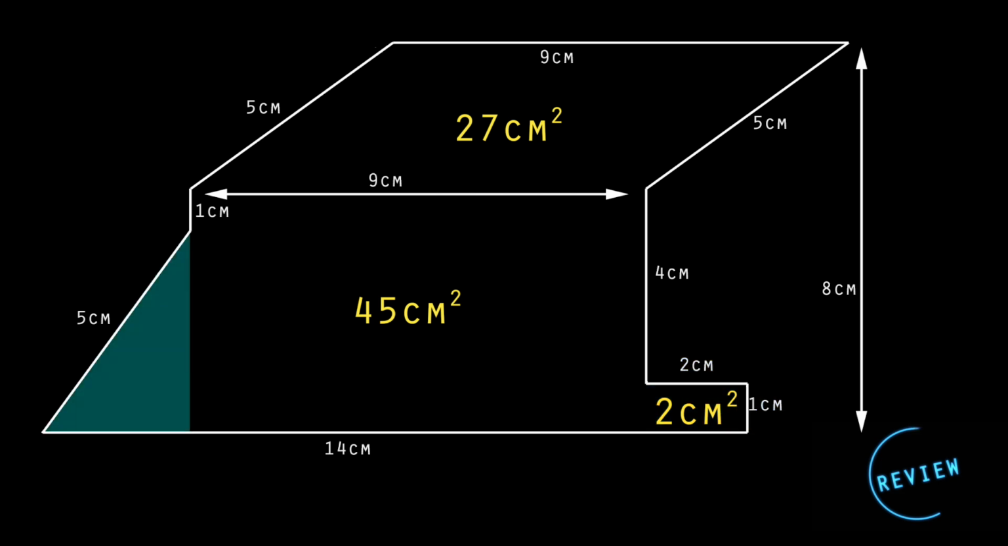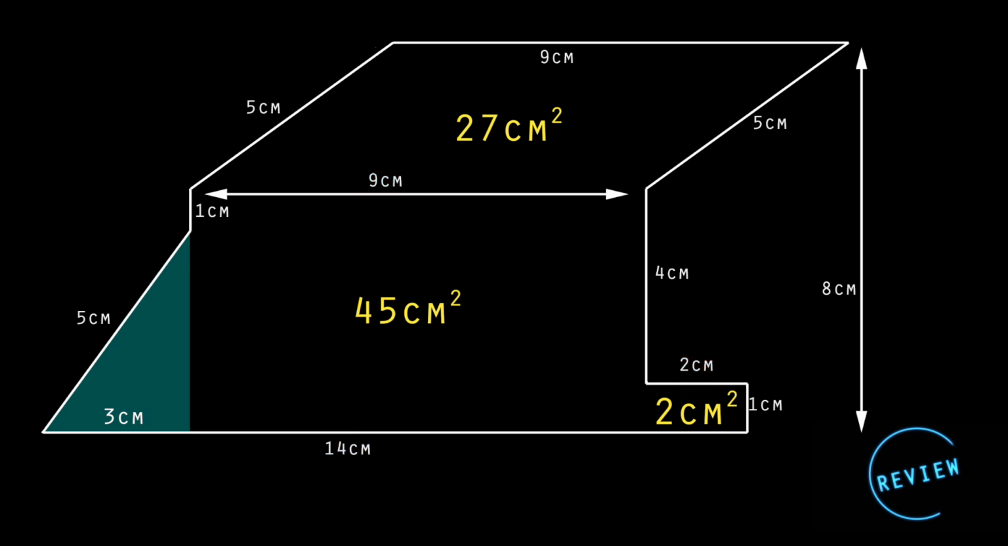At the moment, we have neither the height nor the width. However, we know the entire base width is 14 centimetres. The little rectangle takes up 2 of these, and the larger takes up 9. Therefore, the triangle must be 3 centimetres wide.